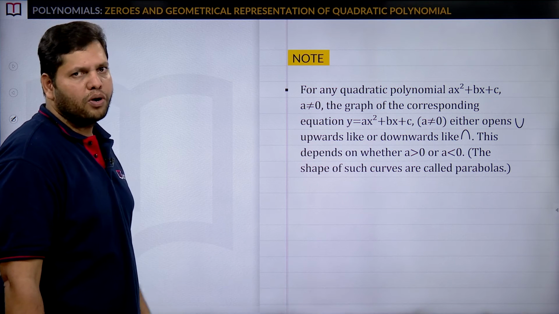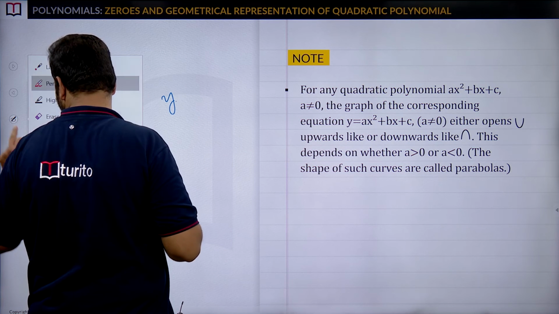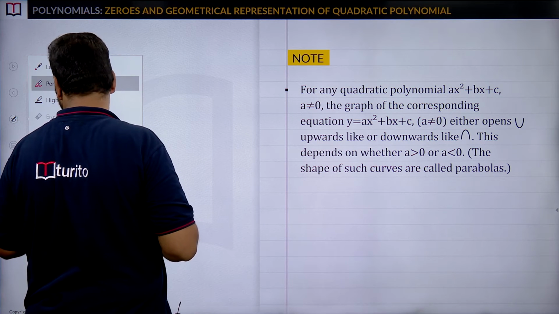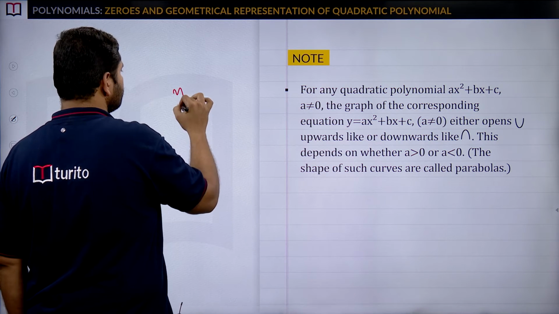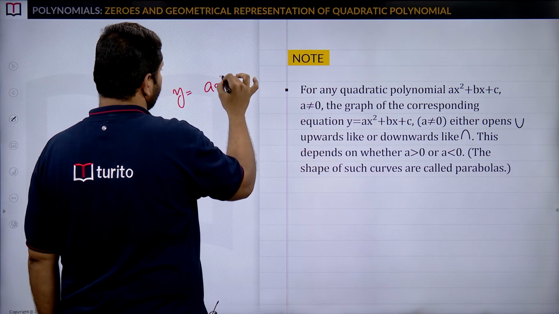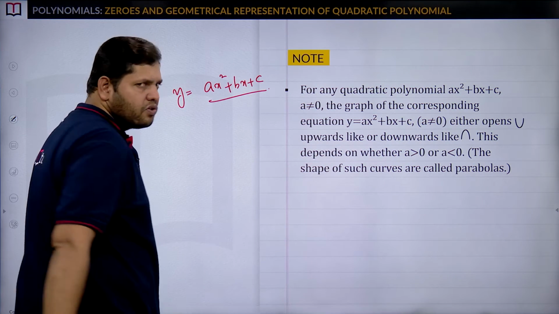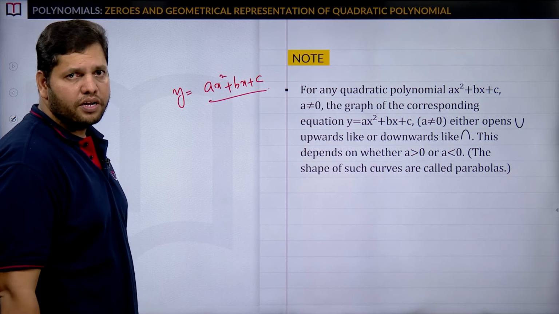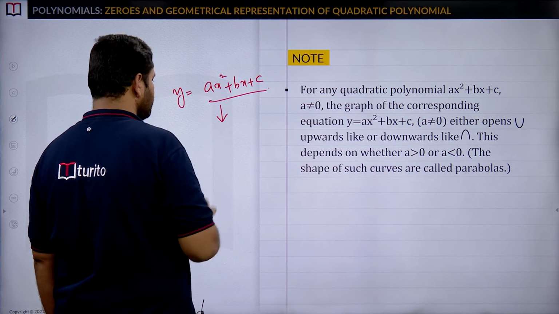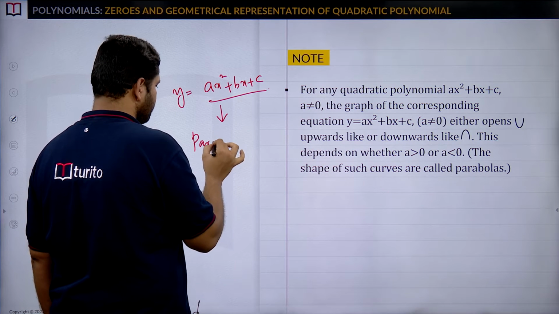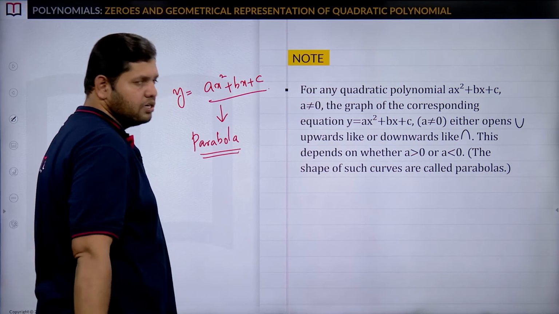Now, children, we have some note points here. If you take any parabola, that is, a quadratic expression, I am taking one quadratic polynomial, children. So y is equal to ax square plus bx plus c. It is a quadratic polynomial, otherwise we can say it is a quadratic expression. The shape of this expression is what? A parabola shape, children.